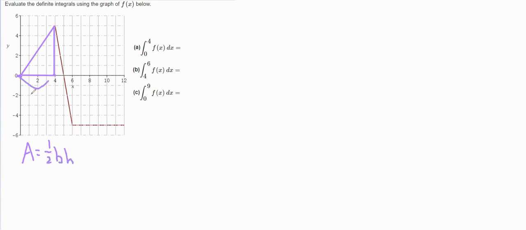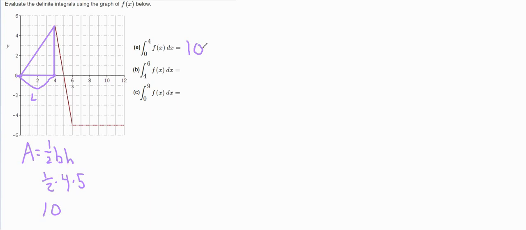The base is going to be right there. That's 4 units long, and it appears to be 5 units tall. So this is just going to be 1/2 times 4 times 5. We're going to leave out the unit squared part, and that'll just give us 10. So the integral here will just be 10 for this function from 0 to 4.